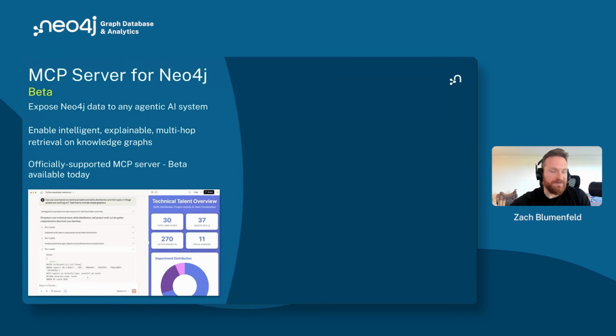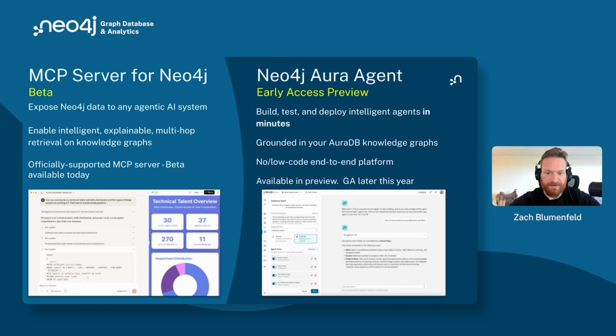And recently, what we've done is we've taken that into our core engineering, and we now have an officially supported MCP server that's in beta. It's available today. It's been written in Go. It's open source right now. You can get it and manage it yourself and then connect it to your Neo4j data.